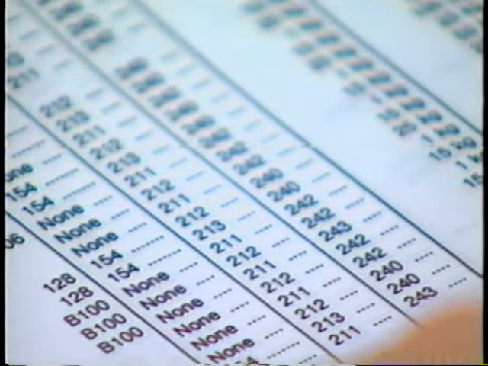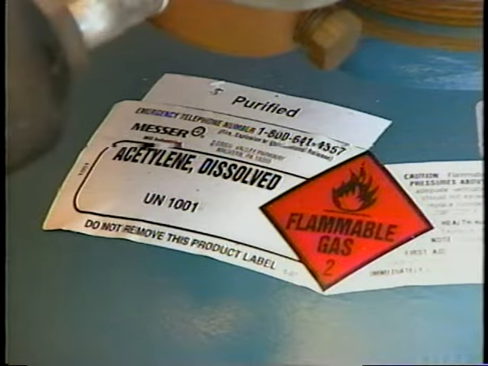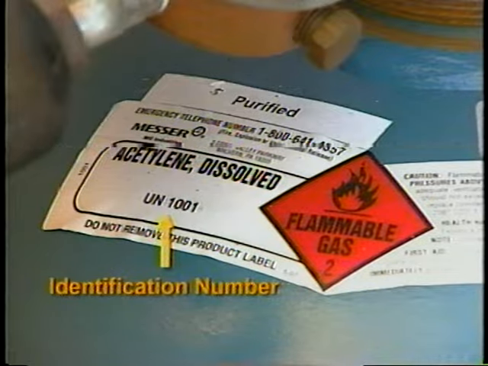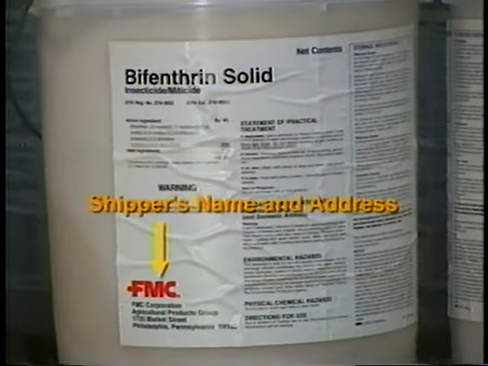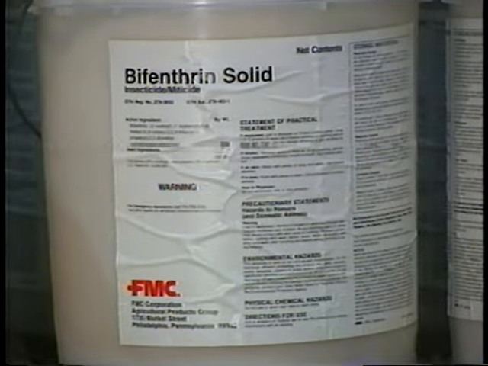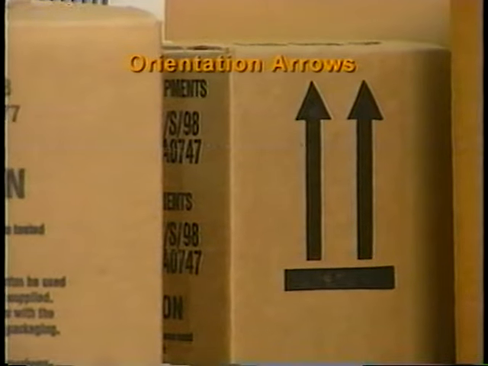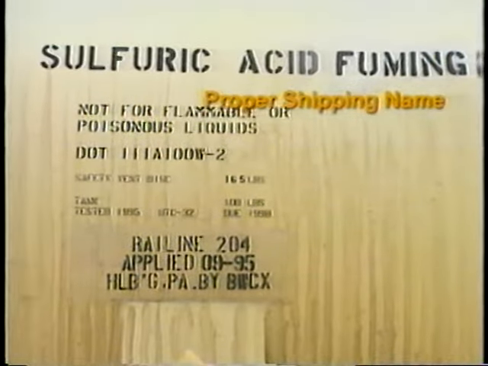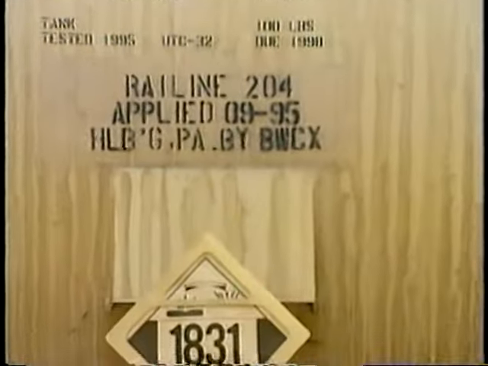Markings are required on most packages. For non-bulk packages, some examples of markings are proper shipping name, identification number, shipper or consignee name and address, and orientation arrows. Examples of markings on bulk packages include proper shipping name, if required, and identification number.